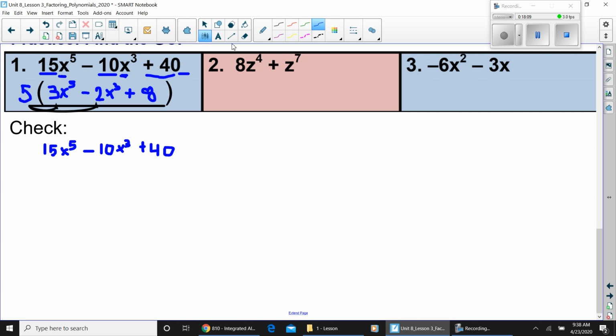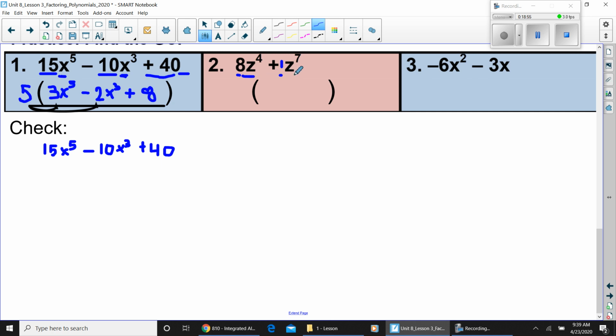All right, we'll do this next one, and you could try to take number 3 on your own. So we have 8z to the fourth plus z to the seventh. Okay, set up your parentheses. Taking a look at the numbers first, 8 and 1. Well, we don't bring a 1 out. There's no greatest common factor as far as the coefficients are concerned.